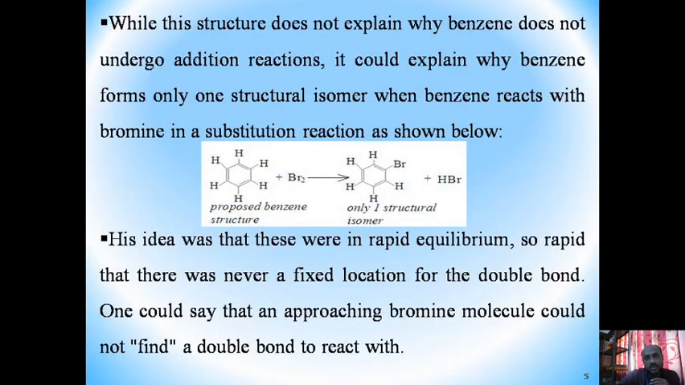While this structure does not explain why benzene does not undergo addition reactions, it could explain why benzene forms only one structural isomer when it reacts with bromine in a substitution reaction, as shown below. This proposed benzene structure, when treated with bromine, will give only one structural isomer, that is, 1-bromobenzene plus HBr. His idea was that these were in a rapid equilibrium, so rapid that there was never a fixed location for the double bond. One could say that an approaching bromine molecule could not find a double bond to react with.